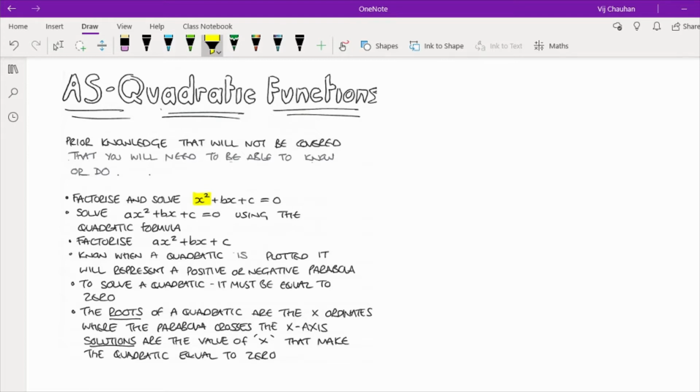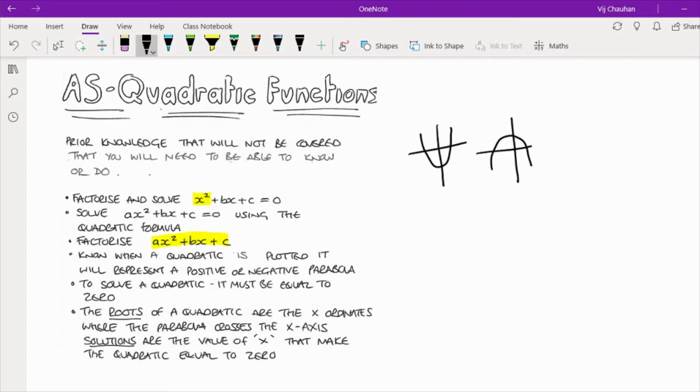You also need to be able to factorise a quadratic equation when you have got more than one x squared in your equation. Now there are several ways in which you're able to do this, and I will do another video on how to factorise a complex quadratic equation. You also need to be aware that when you plot a quadratic equation, it's going to form a parabola, either positive or negative, so you need to appreciate that it's going to be either a U shape or what we call an N shape.